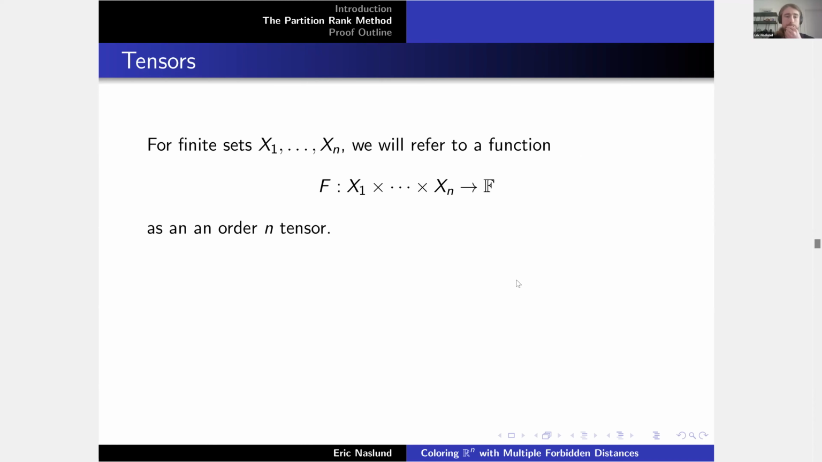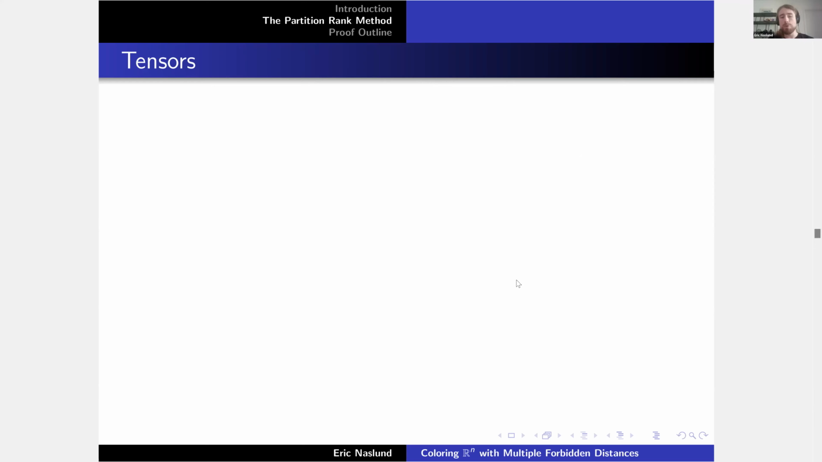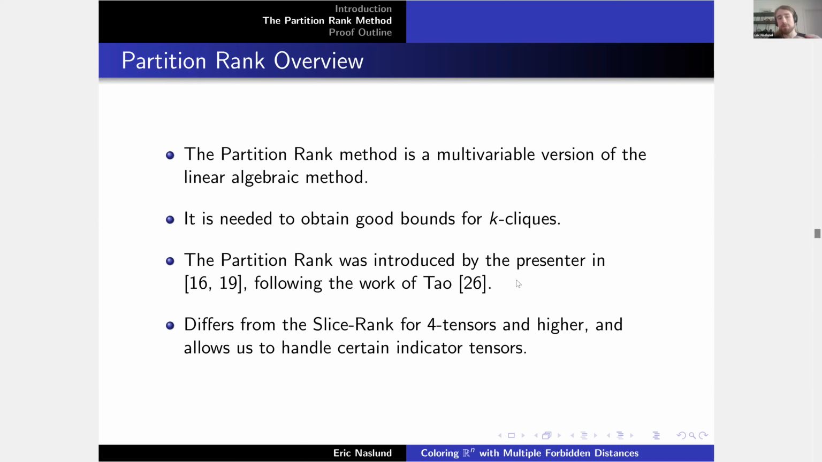I'll just briefly note the linear algebraic method is a version of the polynomial method where at the end of the day, we just note that a particular matrix has a certain rank, and that's how we end up getting a bound for a problem.